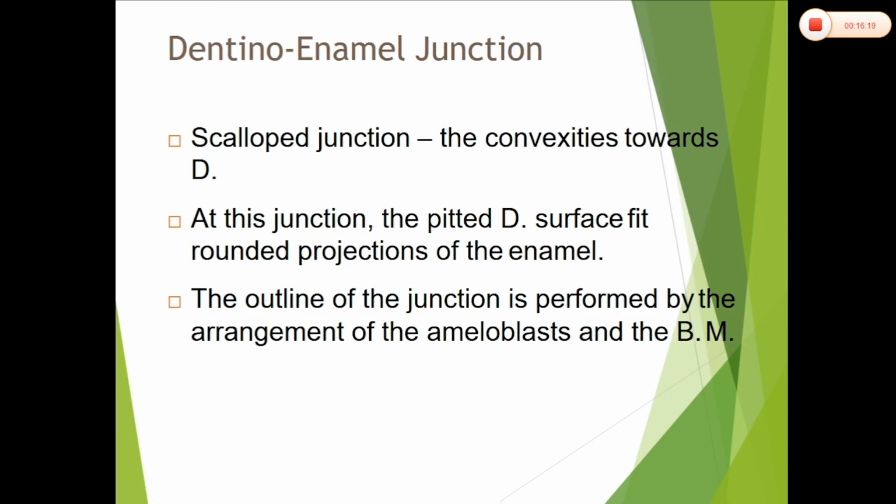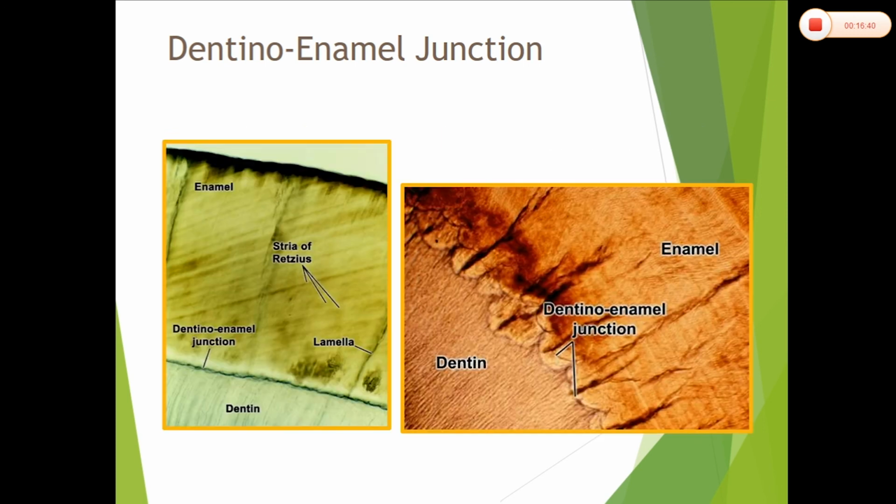The dentino-enamel junction is a scalloped junction. The convexity is always toward the dentin, the convex side toward the dentin. Dentin is the layer below the enamel. At this junction, the pitted dentin surface fits rounded projections of the enamel. The outline of the junction is determined by the arrangement of the ameloblasts and the basement membrane.